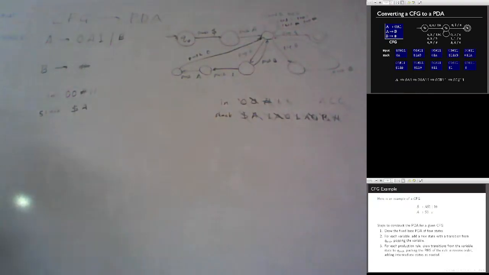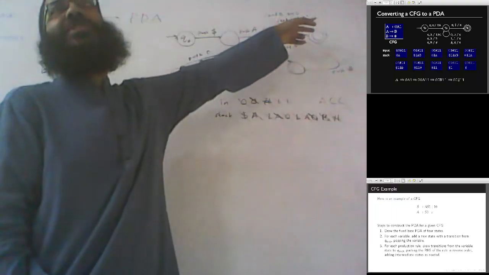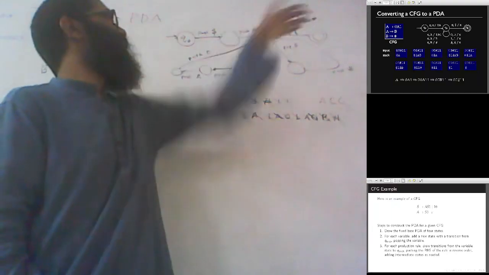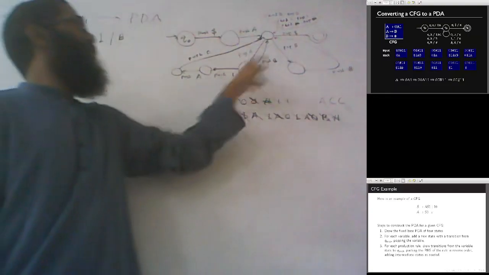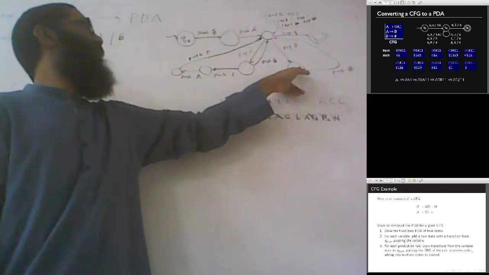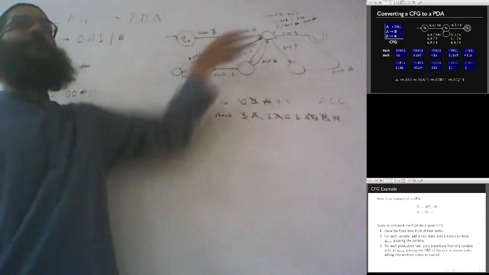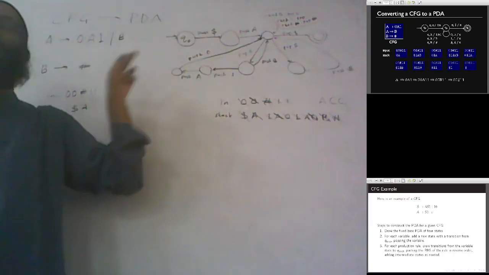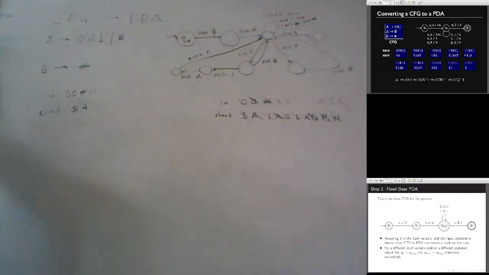So we only have three simple steps. You draw the top 4 states first, and that's always going to be fixed. It's not going to change. And then we draw a state for each variable that we pop, and then the third step is we draw paths for all of the rules, each of the rules one by one. Okay, so this is going to be your base PDA.